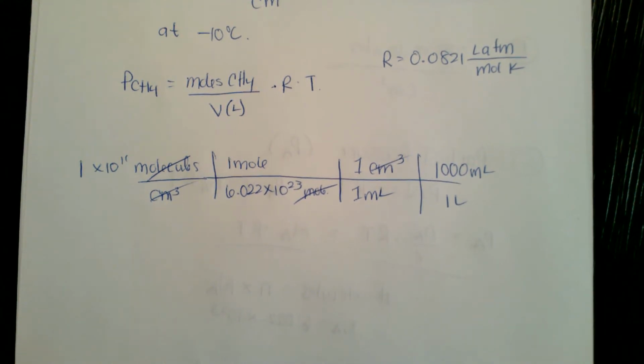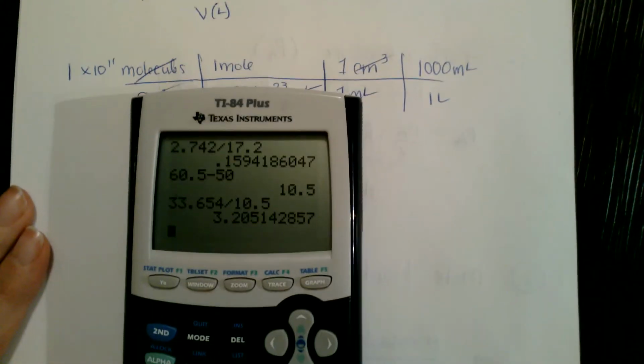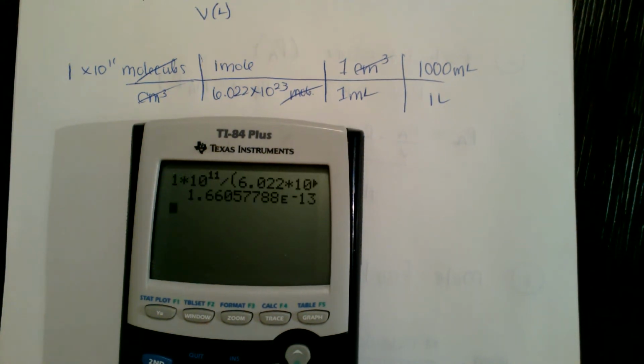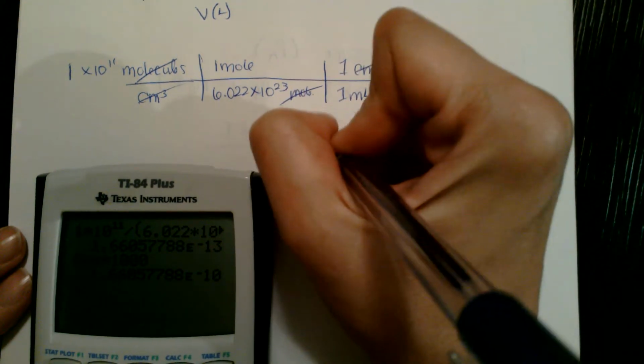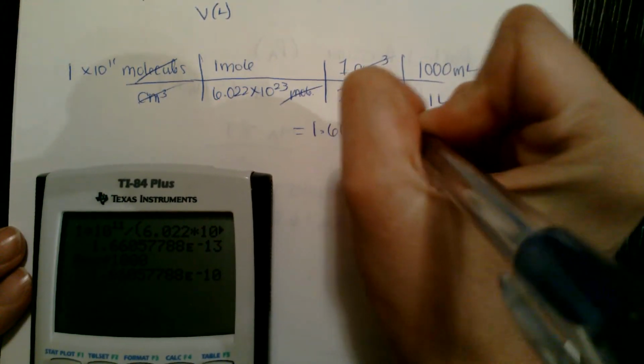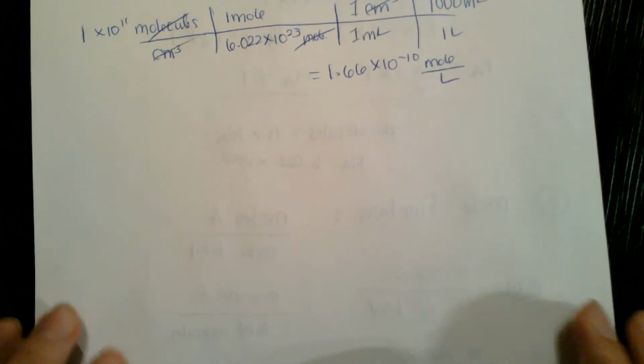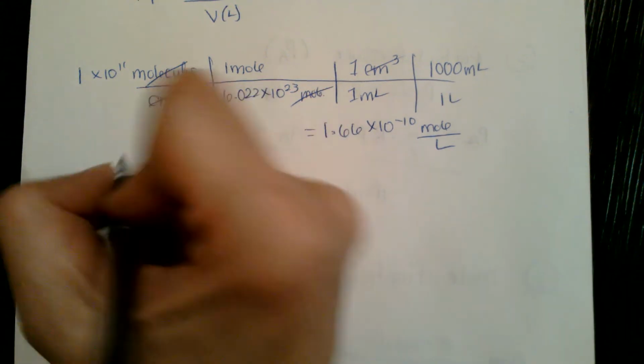Okay, so if we punch this into our calculators, we have 1 times 10 to the 11 and we're going to divide that by Avogadro's number. So that's our first step. Multiply by 1, divide by 1, then times 1,000. So we get 1.66 times 10 to the minus 10 moles per liter. Okay, so now that we have our concentration units, we can plug this back in to find our pressure.